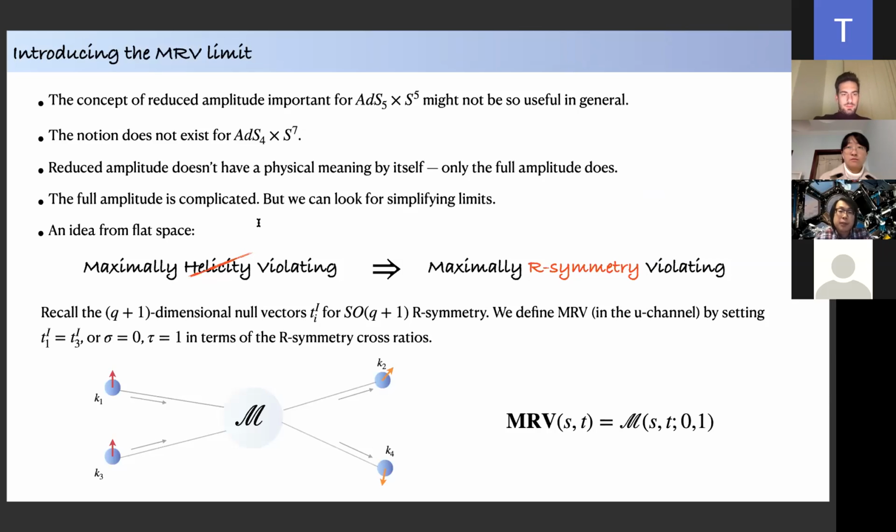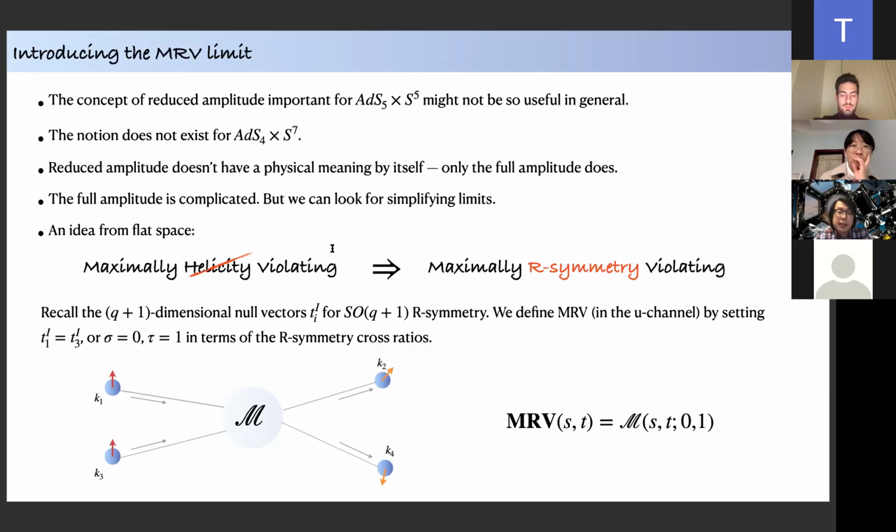we first need to realize that, previously in the AdS5 story, this reduced amplitude actually played a very important role, but it might not be so useful in general. For example, this notion of reduced amplitude does not even exist for AdS4. And also it does not really have a physical meaning by itself. Only the full amplitude has a physical meaning. So that seems to tell us that we need to focus on the full amplitude, which is of course more complicated, but we can try to look for certain limits which simplify the answer.